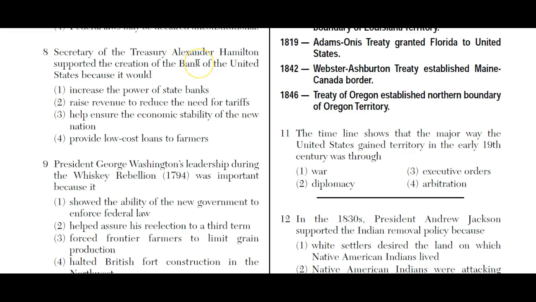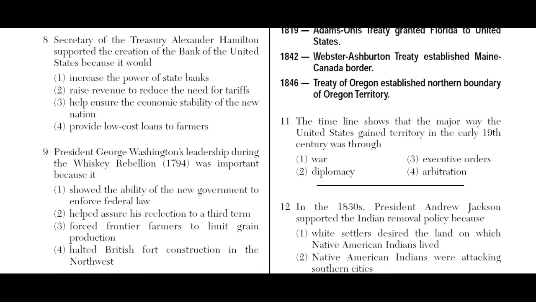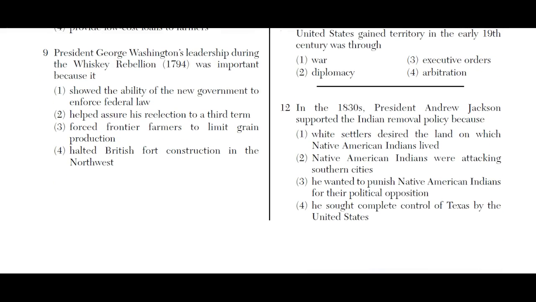So, Alexander Hamilton supported the Bank of the United States because it would help ensure the economic stability of the new nation. Stability is good for business. Number 9. George Washington's leadership during the Whiskey Rebellion. Okay. Very important. They like to ask this one too.